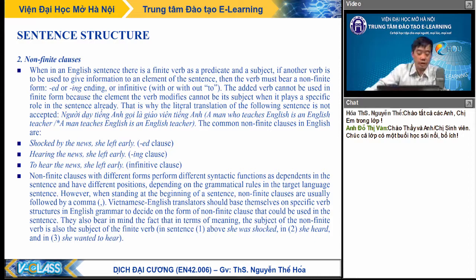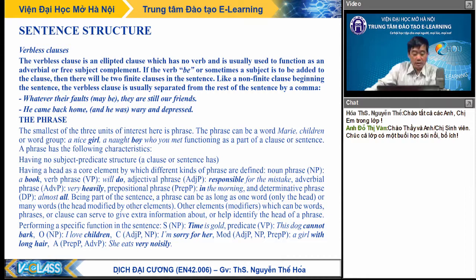And there are three kinds of non-finite clause here. We have -ed, that is called past participle, present participle, and to-infinitive, three kinds. And for the verbless clause, we can use only a noun, an adjective or an adverb. And for the phrase, we have different kinds of phrase: verb phrase, noun phrase, and adjective phrase. It depends on the meaning of the sentence. We can use the right phrase.